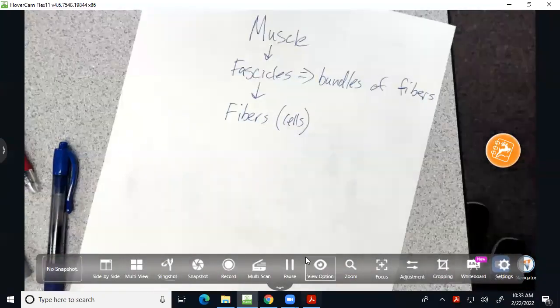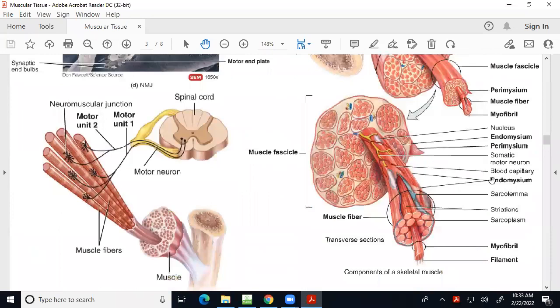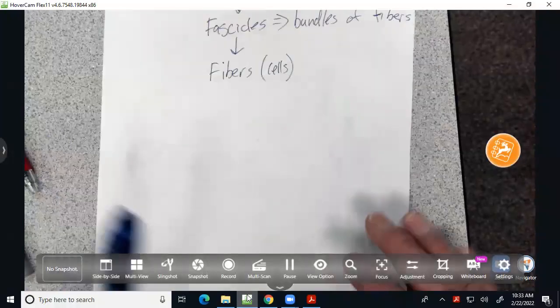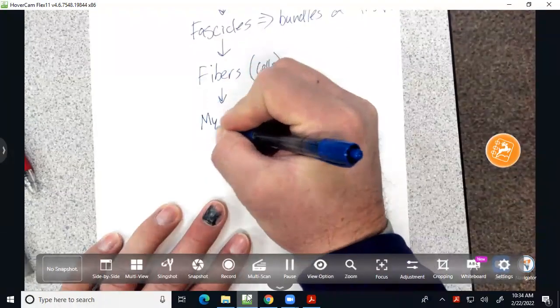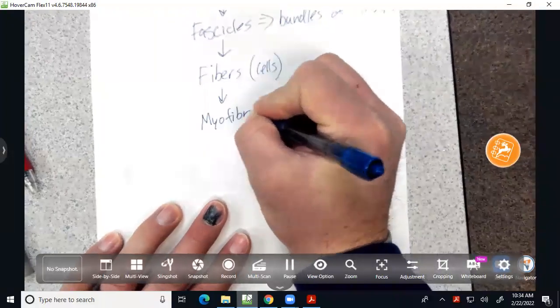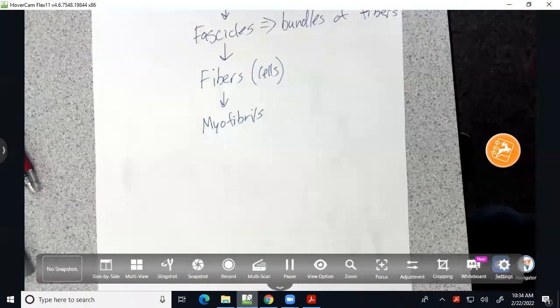Okay, if I go back to our lecture, what we will see is that muscle fibers have smaller structures inside of them, what we call myofibrils. Okay, so I will add those to the list. We'll find out what myofibrils do here in just a little bit.